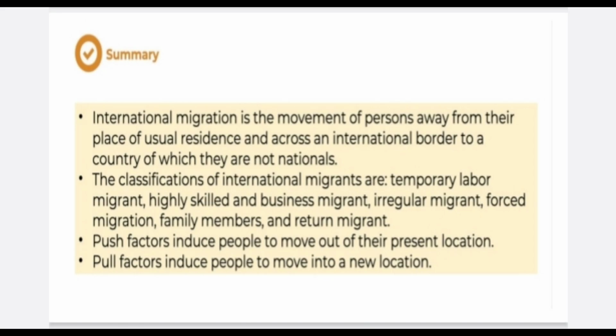International migration is the movement of persons away from their place of usual residence and across an international border to a country of which they are not nationals. The classifications of international migrants are temporary labor migrant, highly skilled and business migrant, irregular migrant, forced migration, family members, and return migrant. Push factors induce people to move out of their present location. Pull factors induce people to move into a new location.